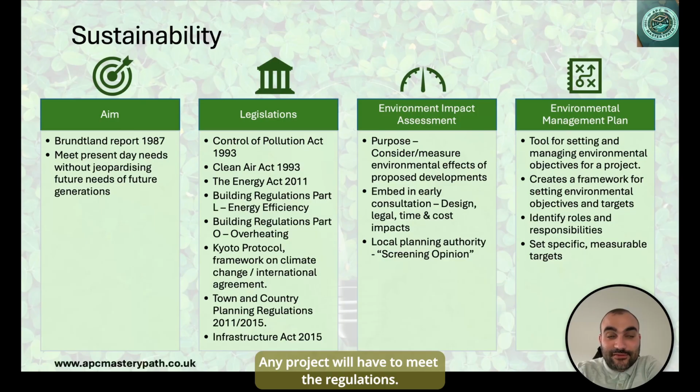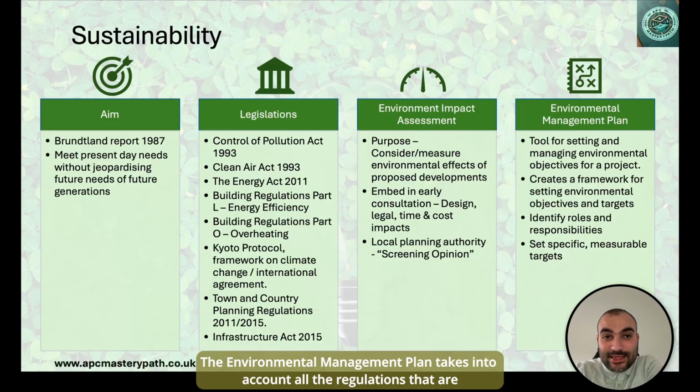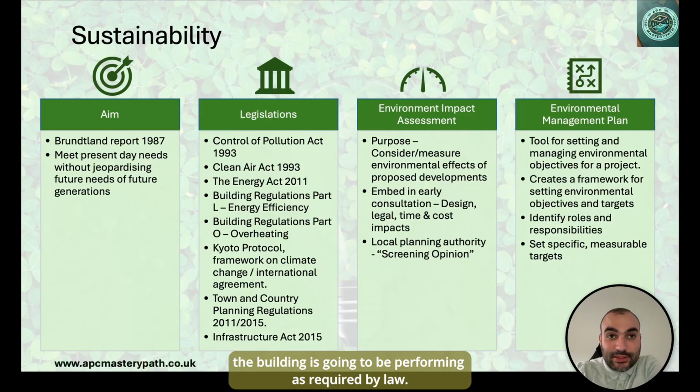Any project will have to meet the regulations. Thus, there is a minimum threshold of sustainability that has to be met within each and every single project. The environmental management plan takes into account all the regulations that are in place, and it aims at building a framework that makes sure that the project or the building is going to be performing as required by law.